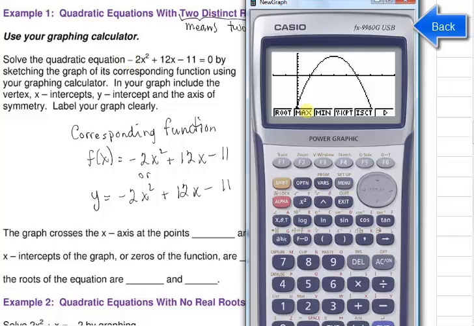So I'm going to go for F2, and we can see that our maximum is 7 when x is equal to 3. Okay, so we have a vertex at (3, 7).